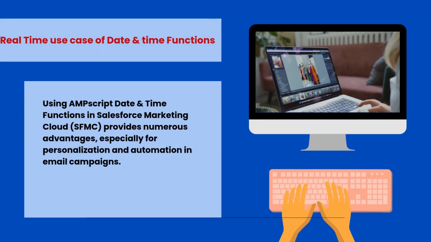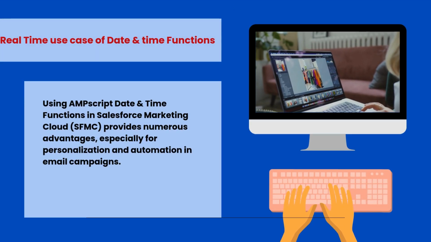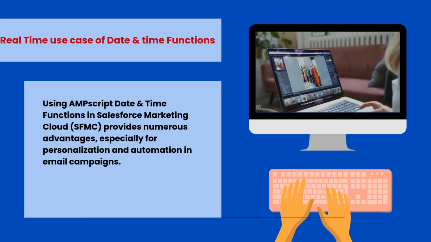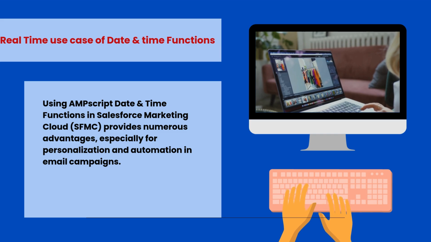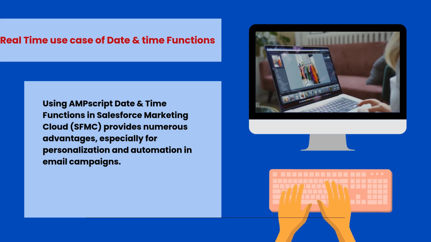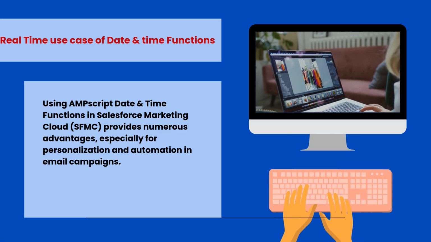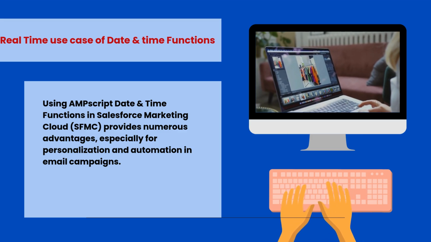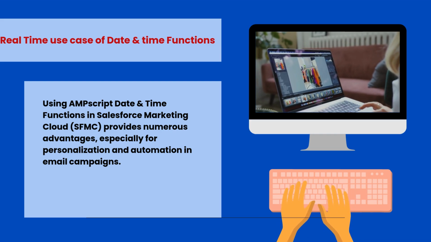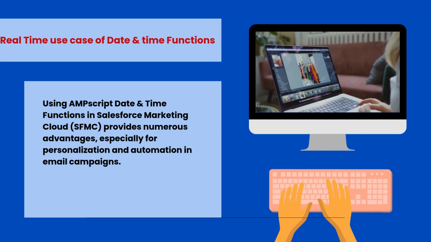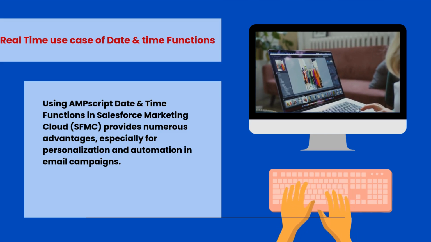So today we are learning real-time use cases by using the date and time functions of MP script. Our first use case is a countdown timer for an event, and the second is sending a special offer based on date. We can use this for birthday dates, anniversary dates, and many other sub-cases. So let's get started.